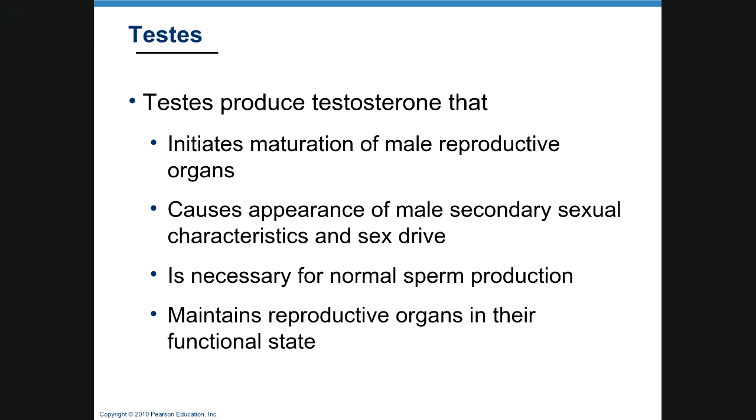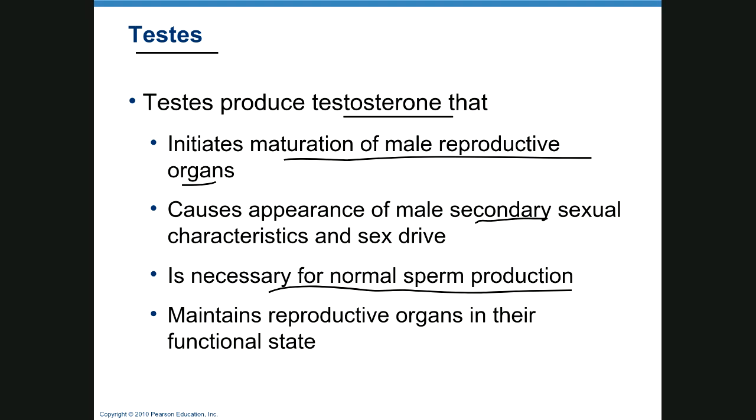Testes produce testosterone that initiates maturation of male reproductive organs and secondary sexual characteristics. It's necessary for sperm production and maintains the reproductive organs in their functional state. And in the embryo and fetus, they actually cause the initial development of the reproductive organs. A young man is born with a penis and testicles. Well, he would have had testicles.